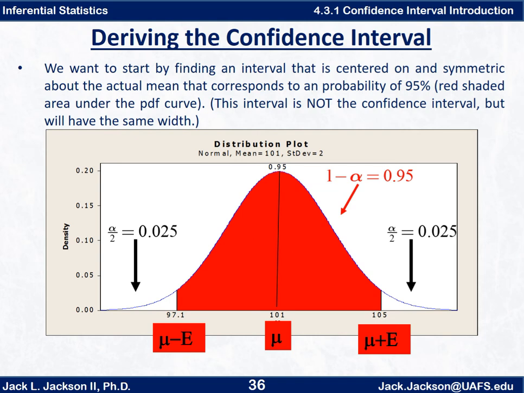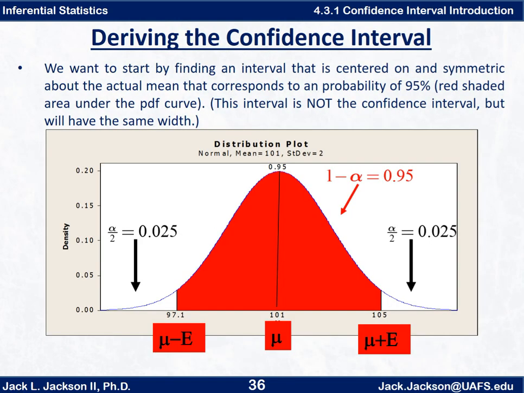In other words, the probability that x bar is between mu minus e and mu plus e has got to be 95%, which is 0.95. So that leaves 1 minus 0.95, which is 0.05, or 5%, for the tails. But because of the symmetry, the two tails are exactly the same. They're half of that 5%, so they're 2.5% each. So the alpha over 2 is the area right here in the far right, which is 0.025, and the same for the unshaded area over here to the left.